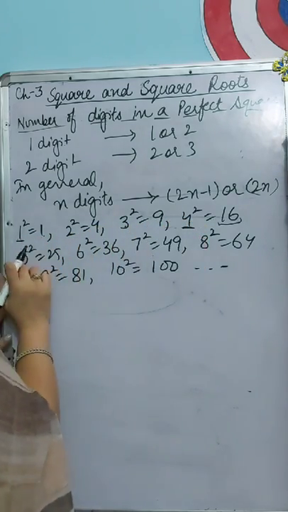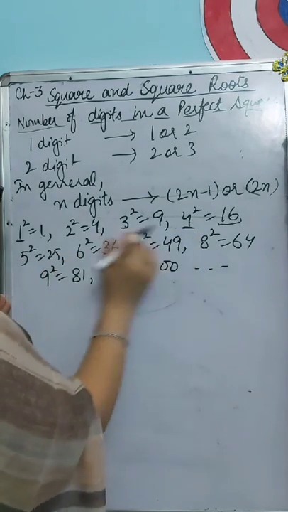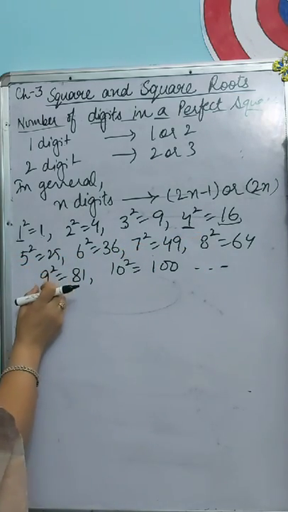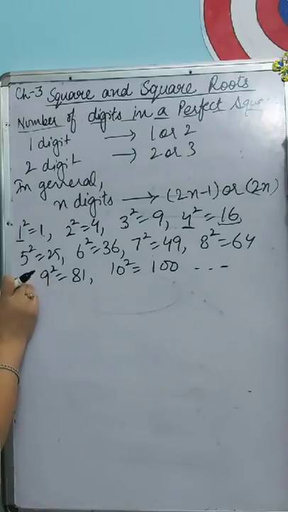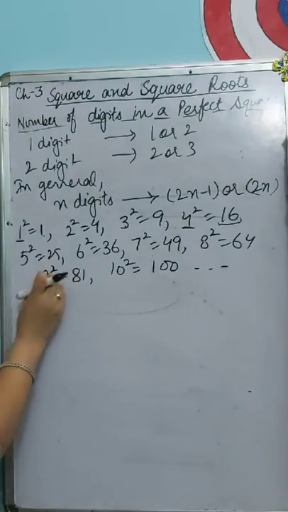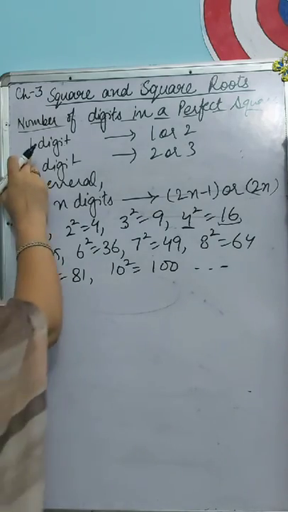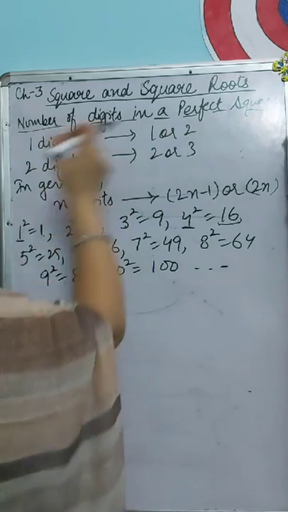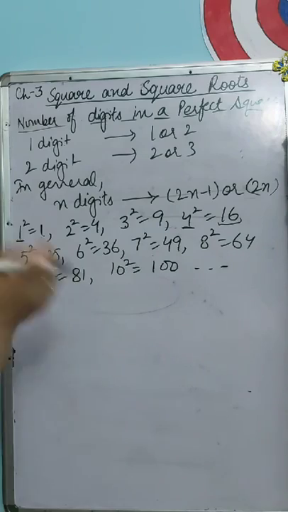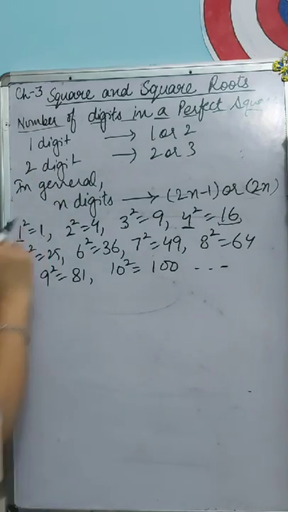But for 4, 5, 6, 7, 8, 9, we have a 1 digit number on the left side which we have to square, but on the square side, we have a 2 digit number. So ultimately, a 1 digit number has 1 or 2 digits in its square. Similarly, a 2 digit number has 2 or 3 digits in its square.